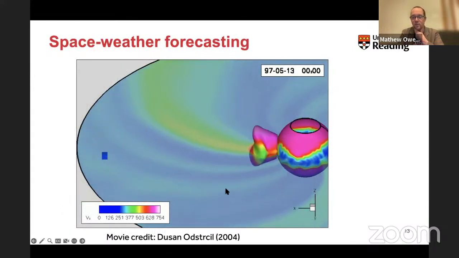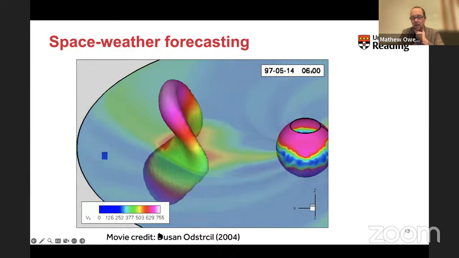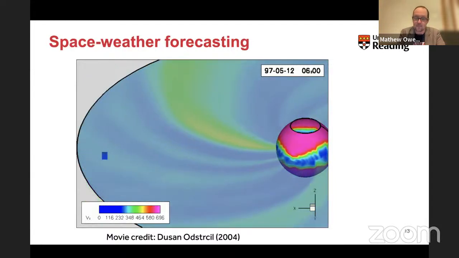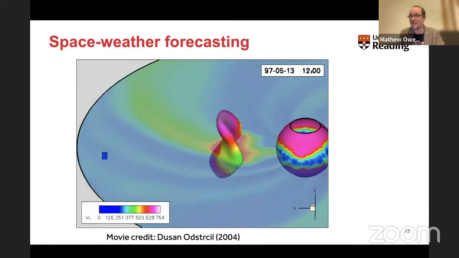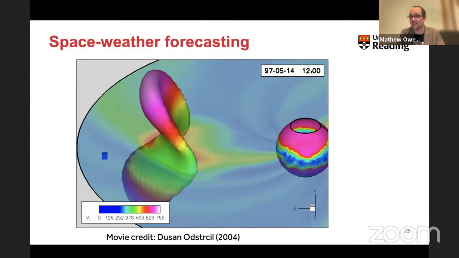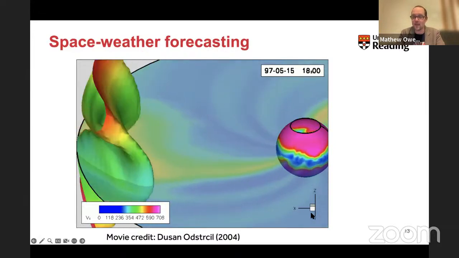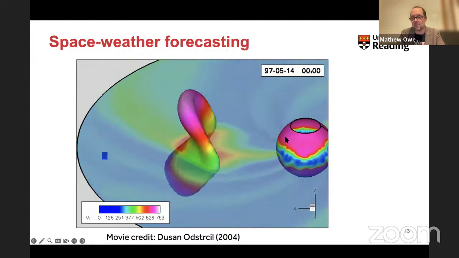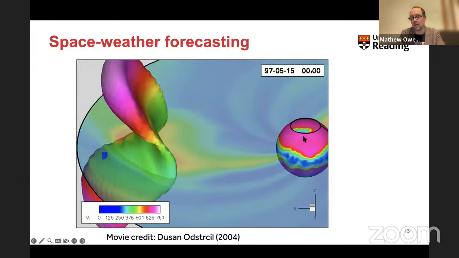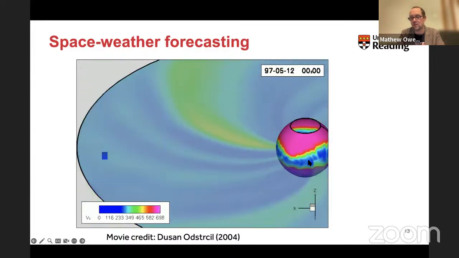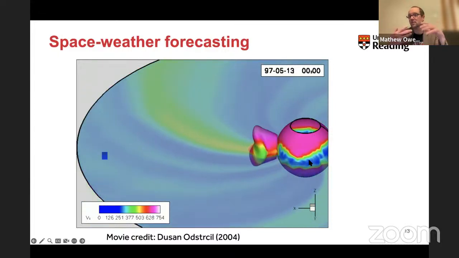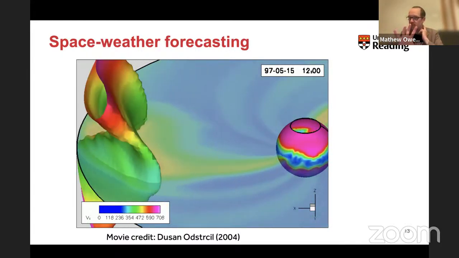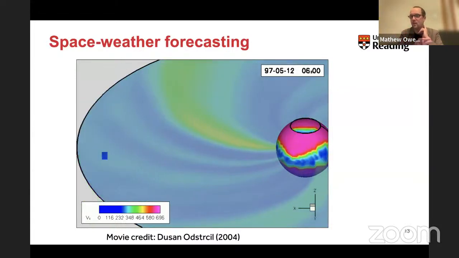So here's a movie put together by Dusan Odstrcil. He's the developer of the ENLIL model. And this image is 20 years old, but still entirely valid. This is the solar wind model domain. The inner boundary for the solar wind model is this pink and blue and green sphere. That's the solar wind speed from the coronal model. You see, it's not changing with time. It's being held constant but rotated.